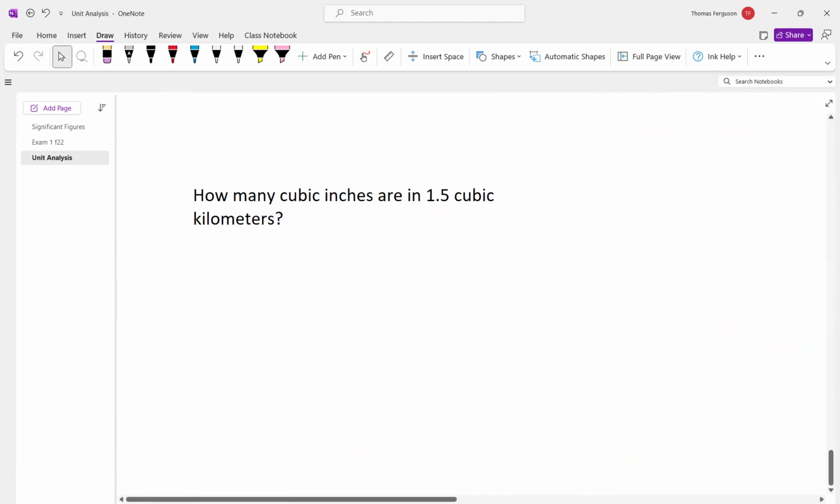Here's another problem that frequently presents challenges: working in cubic stuff or area stuff, because the conversion factors are different. The given is 1.5 cubic inches. We want to convert that to cubic kilometers.